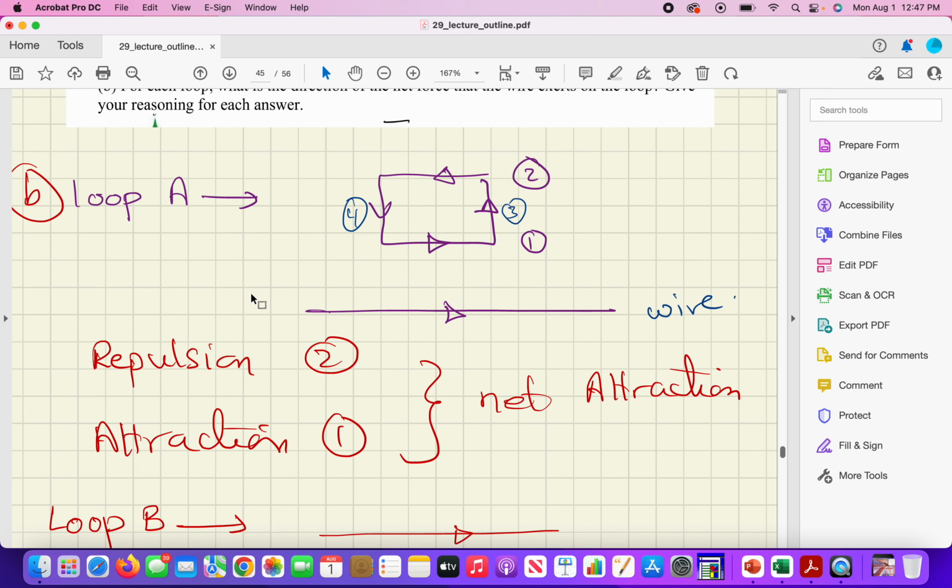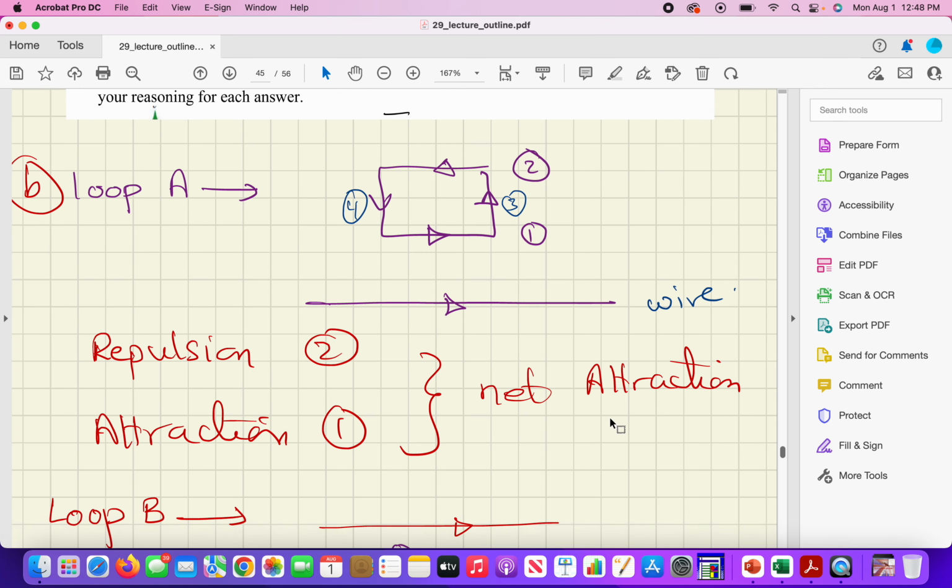Okay, the other method is this: this is my wire and this is the loop. These two currents create forces in opposite directions, so they cancel. For this one, it is attraction because the currents are in the same direction. For this wire, it is repulsion because the currents are in opposite directions. Now the attraction is closer to the wire, so it is net attraction.